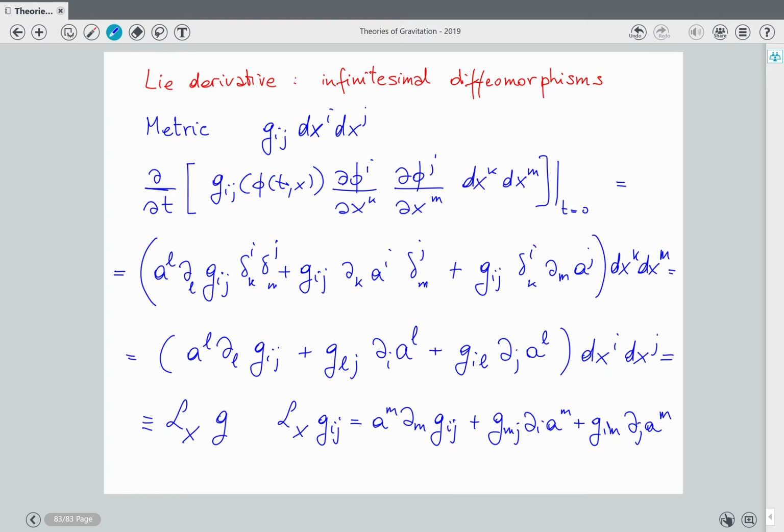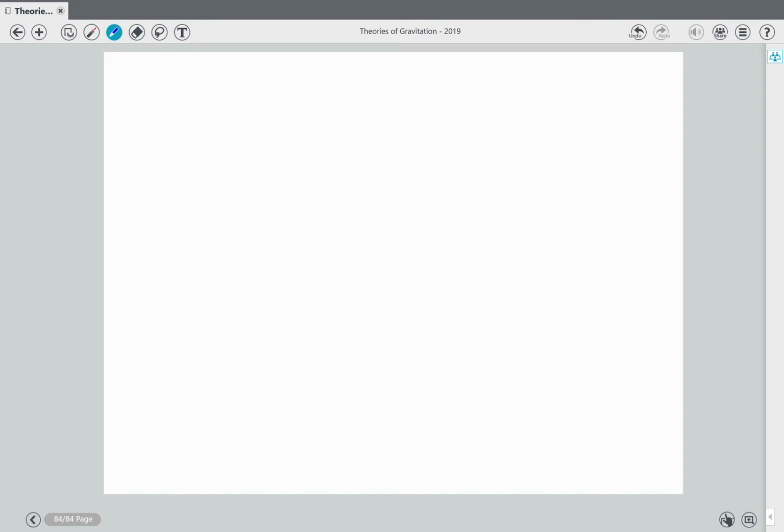Why are these the infinitesimal diffeomorphisms? Maybe you have recognized that or not. Let us do it. So when you change coordinates, and the change is infinitesimally close to the starting coordinates, you have this kind of change of coordinates.